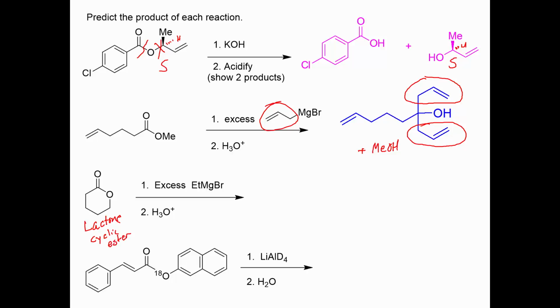And its reactivity is basically the same as a normal ester. It's a little bit more reactive, but we're not going to worry about that here. We're going to treat this with excess ethyl Grignard and H3O+. What we're going to do is add 2 ethyl groups here.